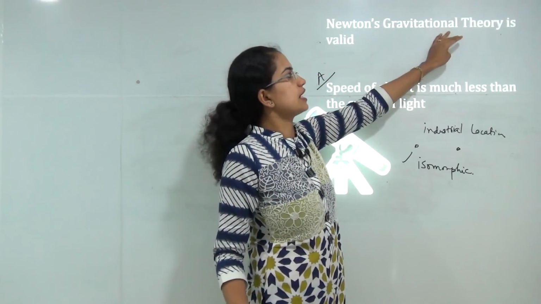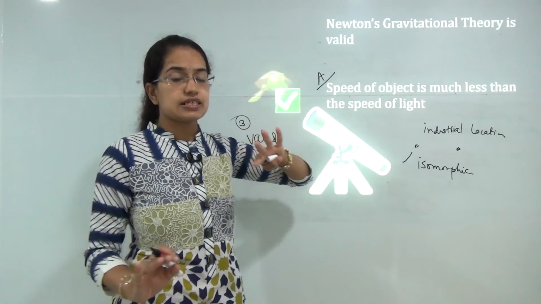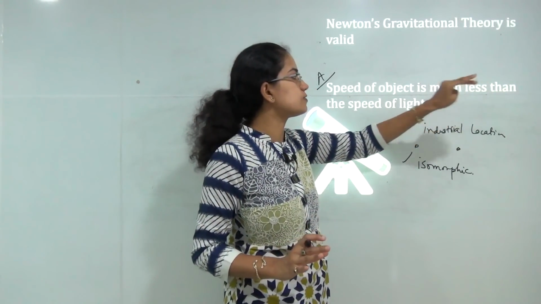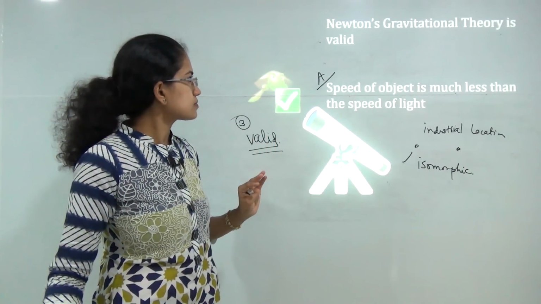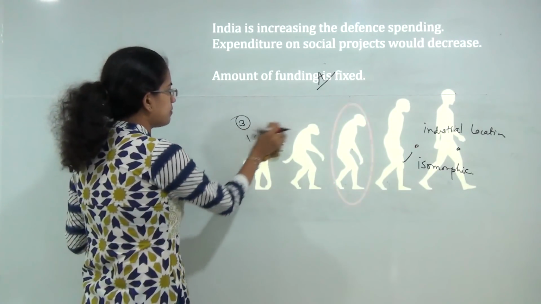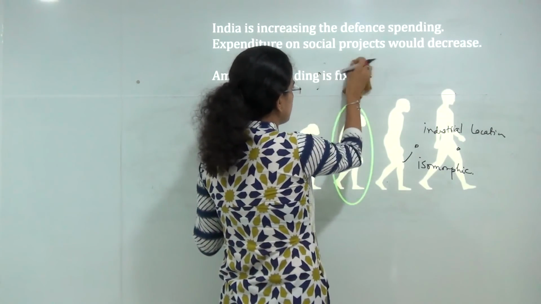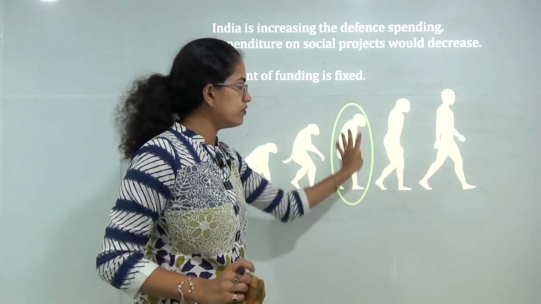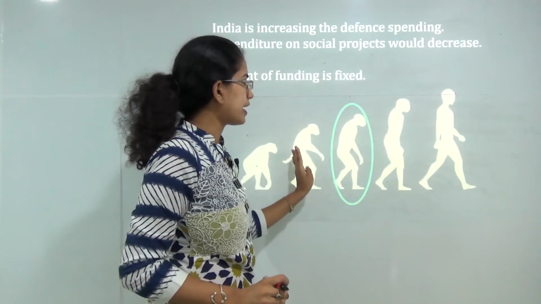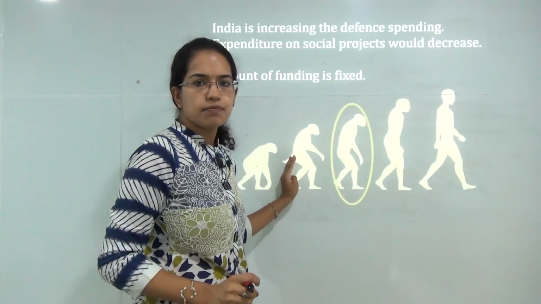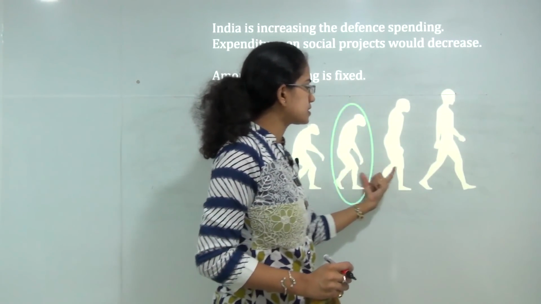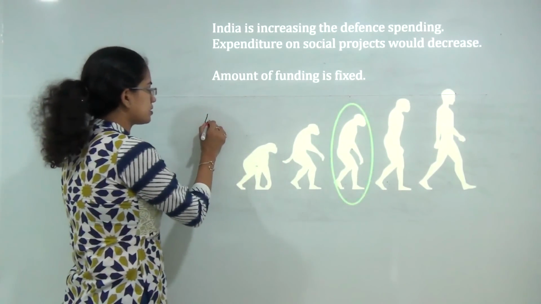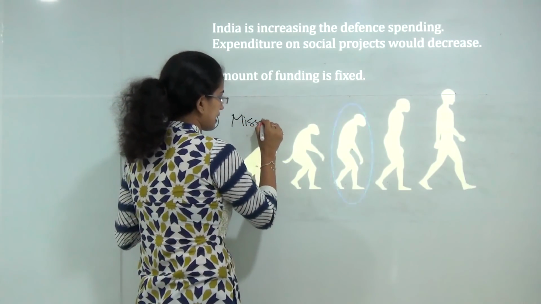So independently, if I say Newton's gravitational theory is valid, it would be an incorrect statement unless I mention that I am assuming that the speed of the object is very much less than the speed of light. Now, my final idea behind solving the statement and assumption problem is finding the missing link. If I talk about the evolution of human beings, and I remove one element, I cannot say Homo sapiens evolved directly from chimpanzee or orangutan. There should be a systematic manner in which evolution occurred. So the fourth important point here is to find the missing link.